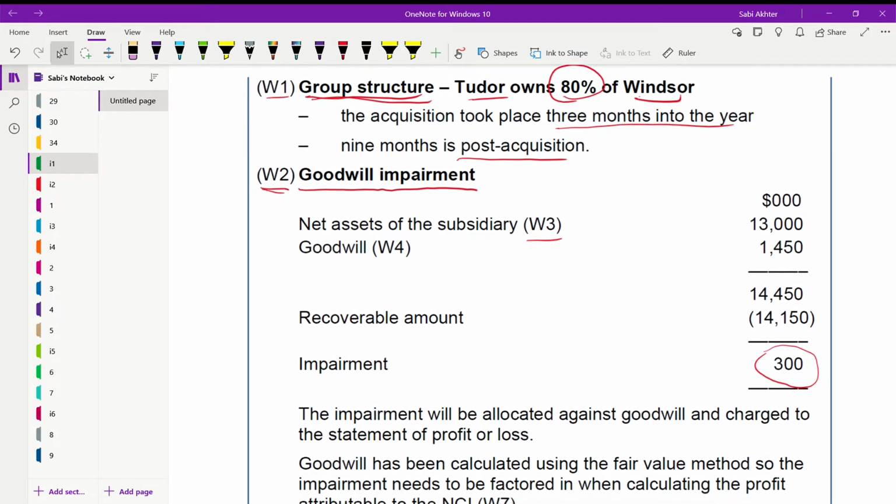Net assets of the subsidiary, working 3, they have calculated. You need the net asset first. This is goodwill impairment, so you need the net asset. That means the carrying amount minus the recoverable amount. The recoverable amount is already given, 14,150, but net asset we have to calculate. For net asset you have to add goodwill also. Goodwill with net asset will give you the carrying amount of the asset, right? So for net asset we have to go to working number 3.